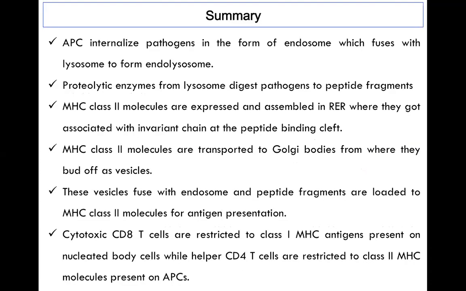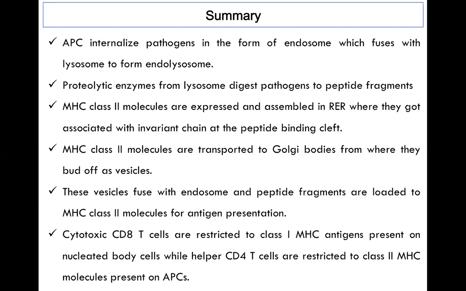What have we learned in today's lecture? If we overview the whole lecture, the APC internalizes the pathogens in the form of an endosome, which fuses with the lysosome to form the endolysosome. So the first step was formation of the endolysosome. Then proteolytic enzymes from the lysosome digest the pathogen into peptide fragments. Then MHC class 2 molecules are expressed and assembled in the RER, the rough endoplasmic reticulum, where they associate with the invariant chain at the peptide binding cleft.